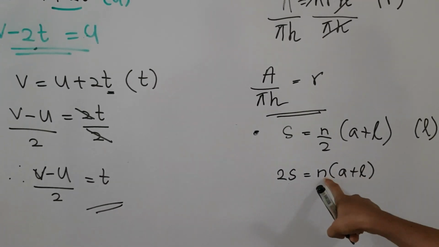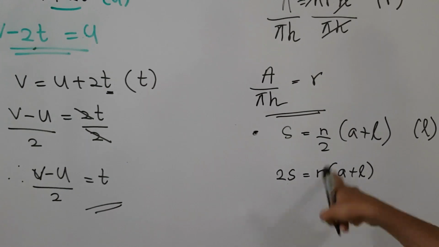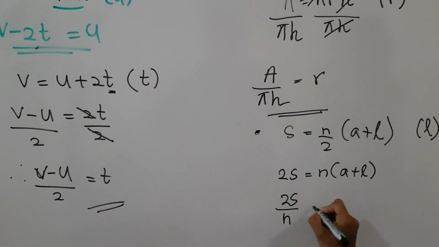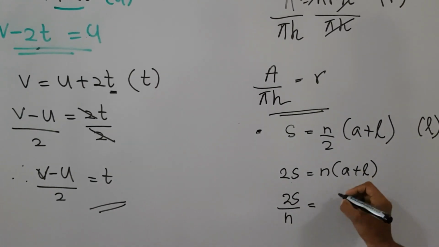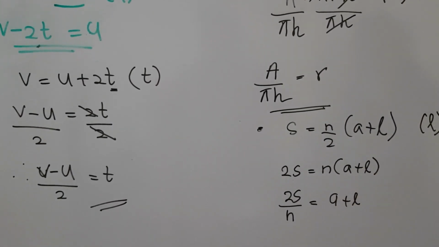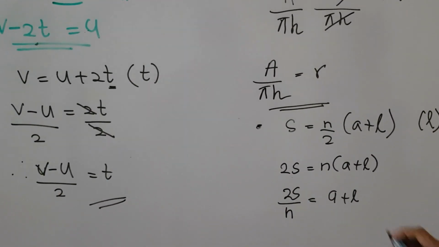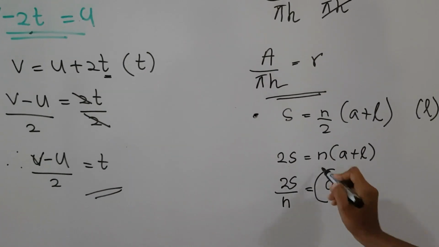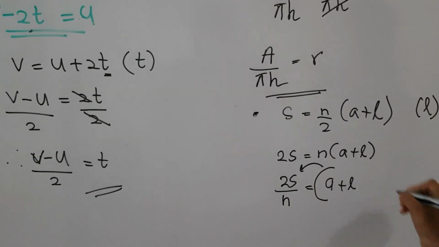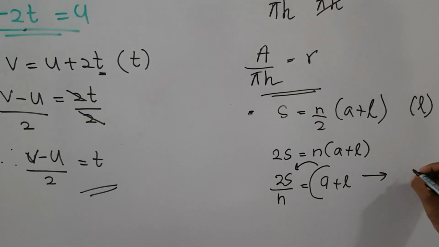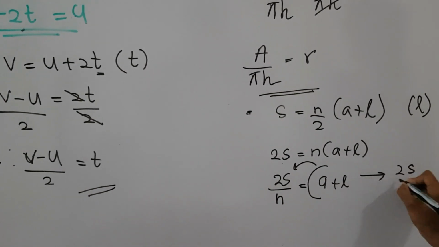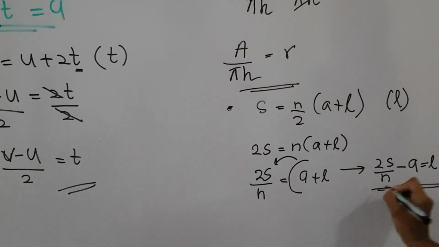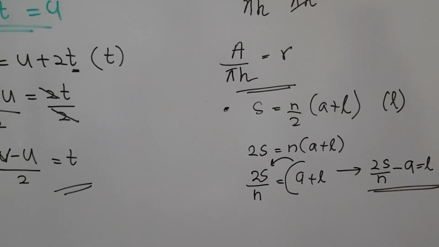Now to touch the L, we have to remove the N. It's a multiplication, so you have to bring it to the other side as division. So 2S over N is equals to, with open bracket, A plus L. Now we have to remove the A. It's addition, so when you bring it to the other side, it's a subtraction. Therefore, we can write the answer as 2S over N minus A is equals to L. So you can see L has become the subject.